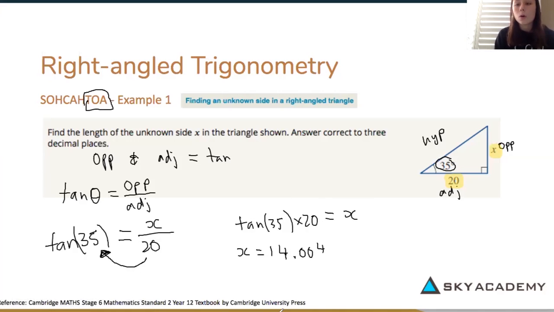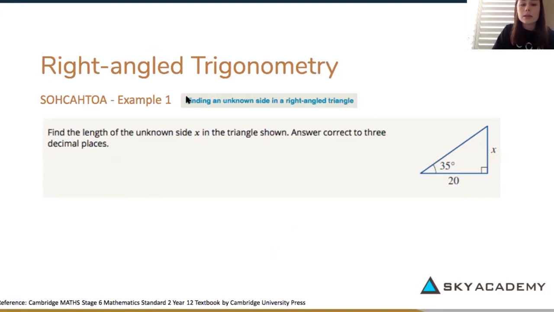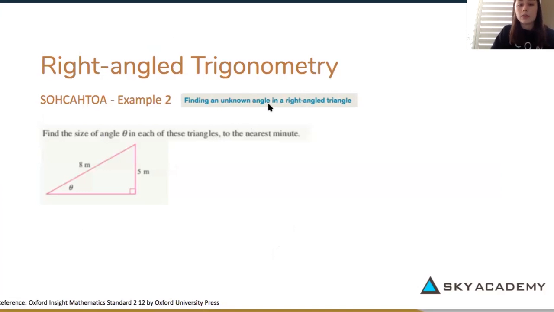However, you do have to be aware that some questions will have a value such as centimeters next to a marked side with the values on it. And so if this question had 20 centimeters here, my answer would also have to be in centimeters. But because the 20 has no value associated to it, I don't have to worry about putting a value onto my answer. So that's how you find an unknown side. In our next question, we're going to look at finding unknown angle when given values on a right angled triangle.